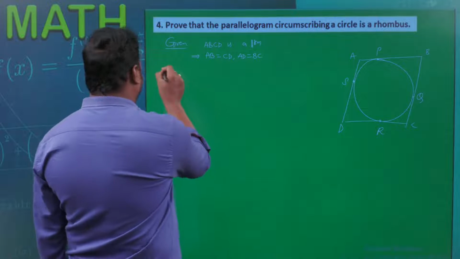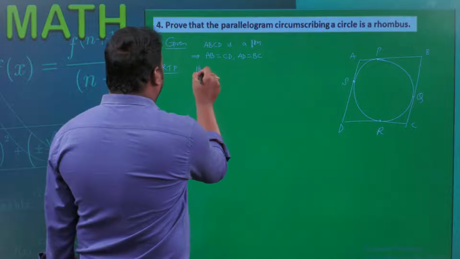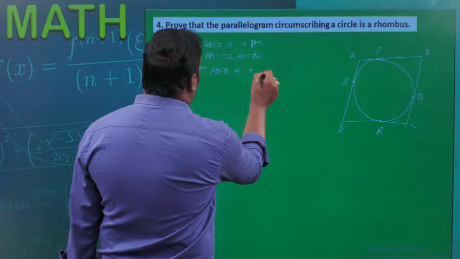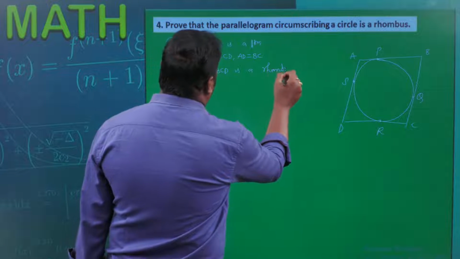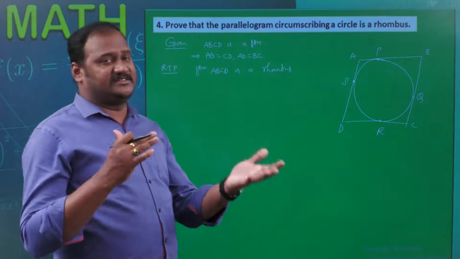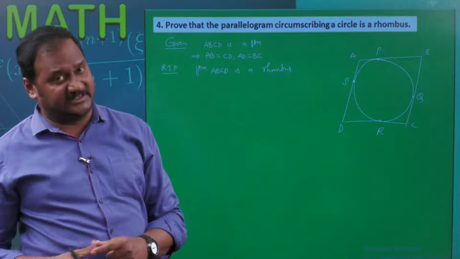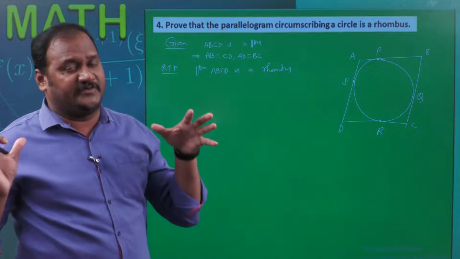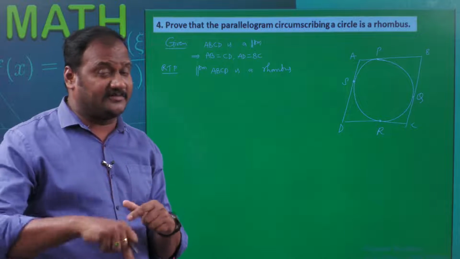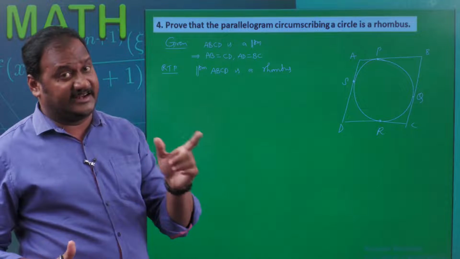What are you going to prove now? You need to prove that parallelogram ABCD is a rhombus. So here you will have to understand the comparison between parallelogram and the rhombus. You are not proving a quadrilateral is a rhombus. You are proving a parallelogram is a rhombus. That is not just a quadrilateral, that is a parallelogram.